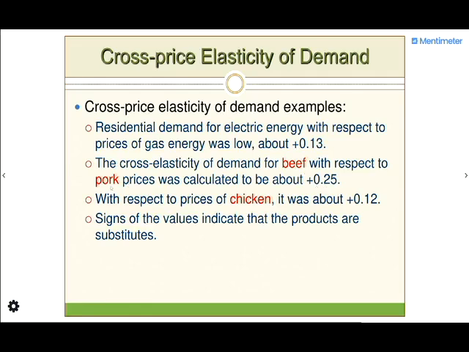Or beef and pork, again, they are substitutes. Or chicken and beef. Again, these are substitutes. Pork, chicken, and beef, these are substitutes. That's why they have positive values. So we'll move on now.